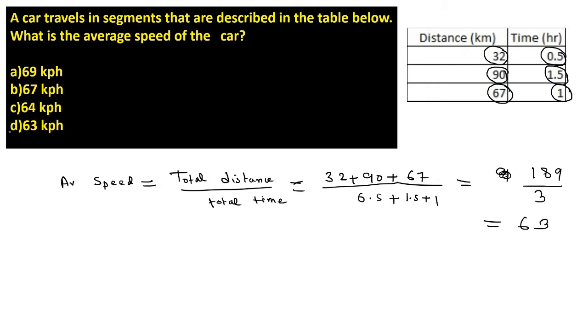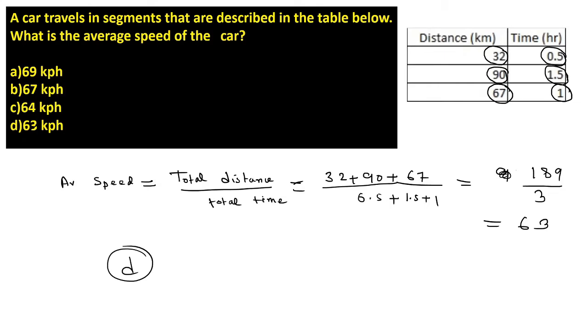So guys, which option will be correct? Option D will be correct here. If you check the question, what is the question? A car travels in different segments, and the path of the car is given. The car has traveled 32 kilometer in 0.5 hour, 90 kilometer in 1.5 hour, and 67 kilometer in 1 hour. Now we have to find out the average speed.